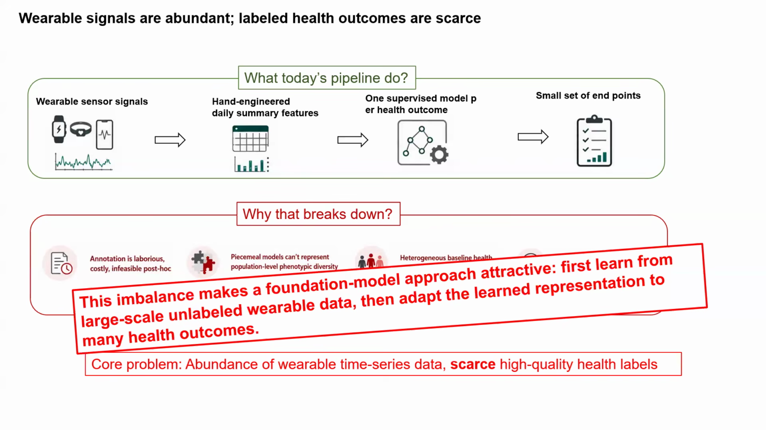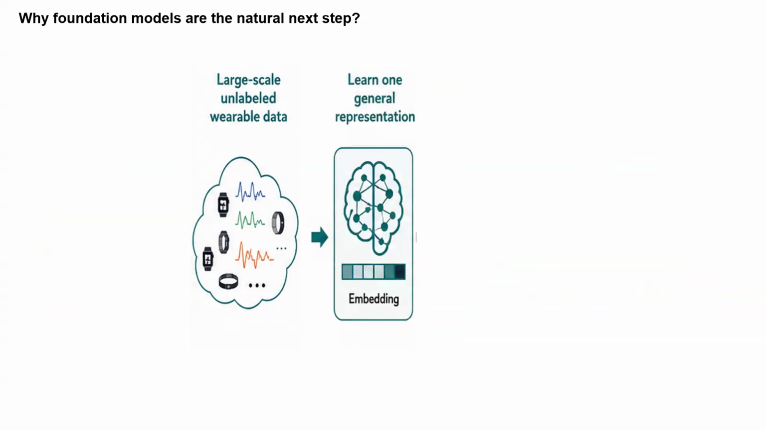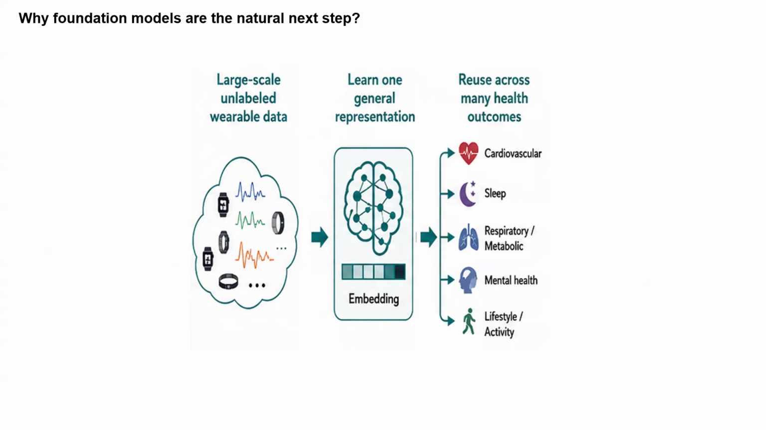Because of this imbalance, the foundation model approach is quite attractive for solving this issue. A foundation model first learns from large-scale unlabeled wearable data, and then adapts the learned representation to many health outcomes. We have a large quantity of unlabeled wearable data, it can learn one general representation from it, and after that we can use it across many health outcomes, not a single one.